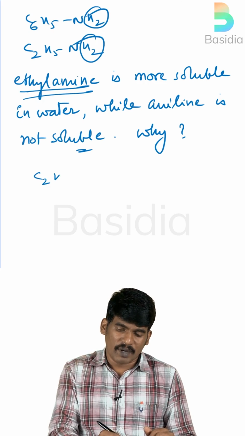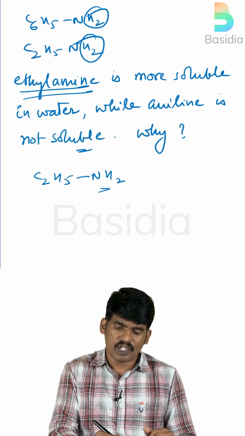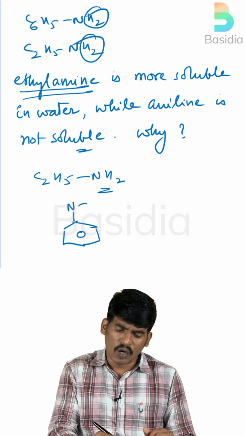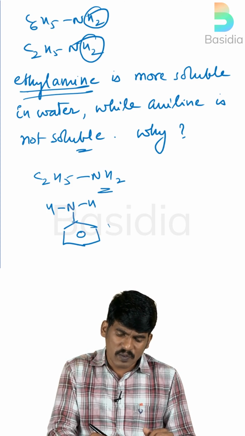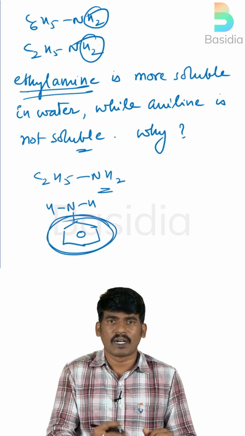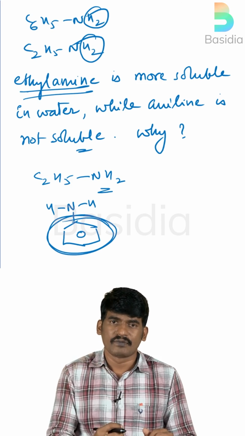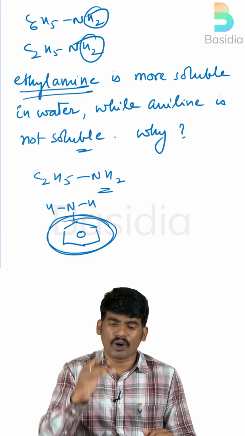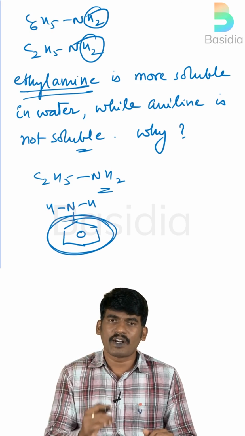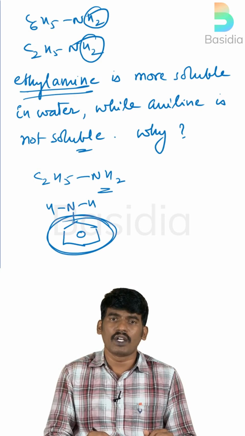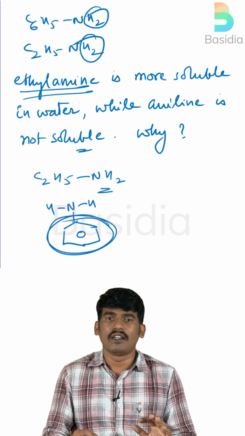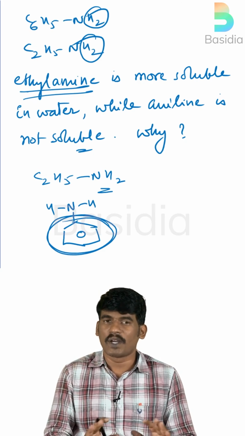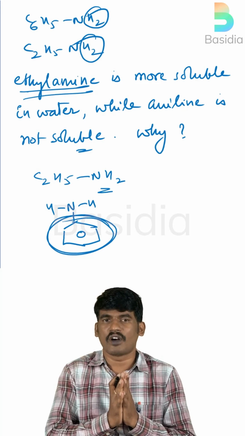In ethylamine, hydrogen bonding is present. But in aniline, though it has two hydrogens, because of the bulky hydrocarbon part, the bulky aromatic ring, the extent of hydrogen bonding decreases, which makes the molecule less soluble in water. Hence, aniline is less soluble compared to ethylamine. Hope you understand. All these are the physical properties of amines.